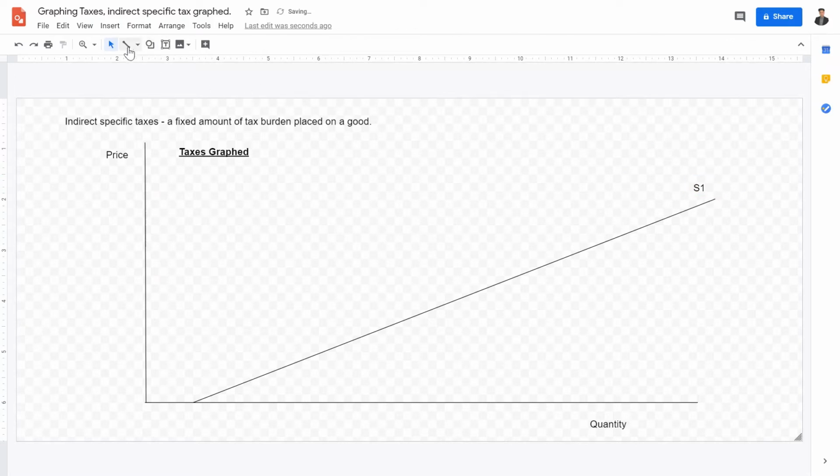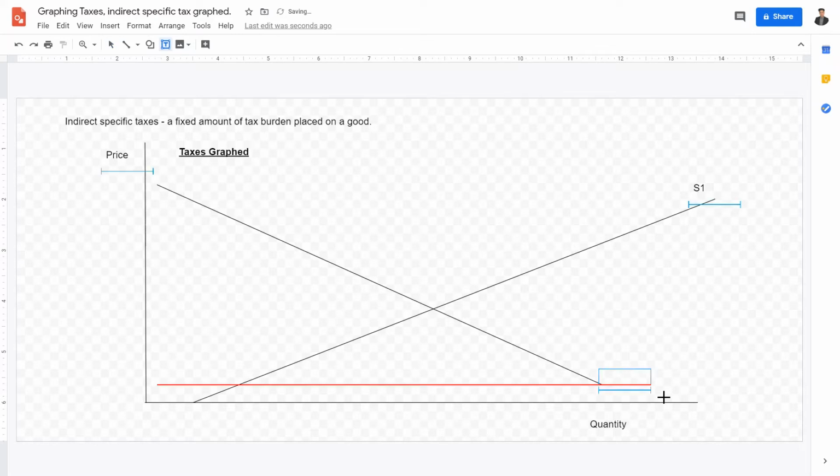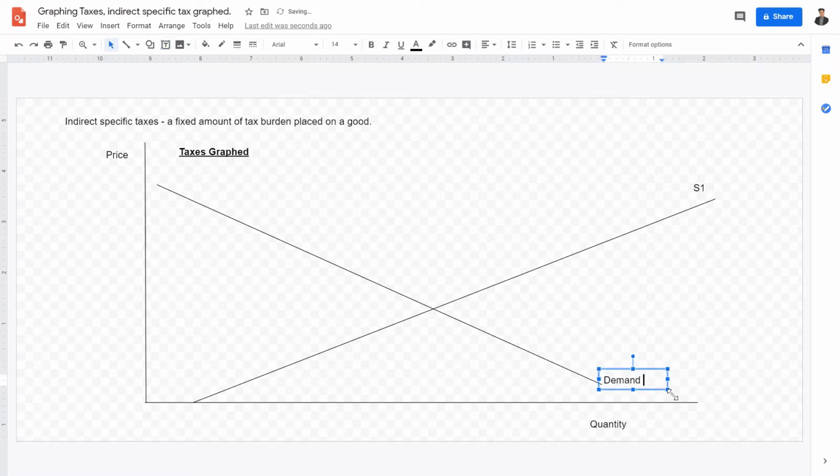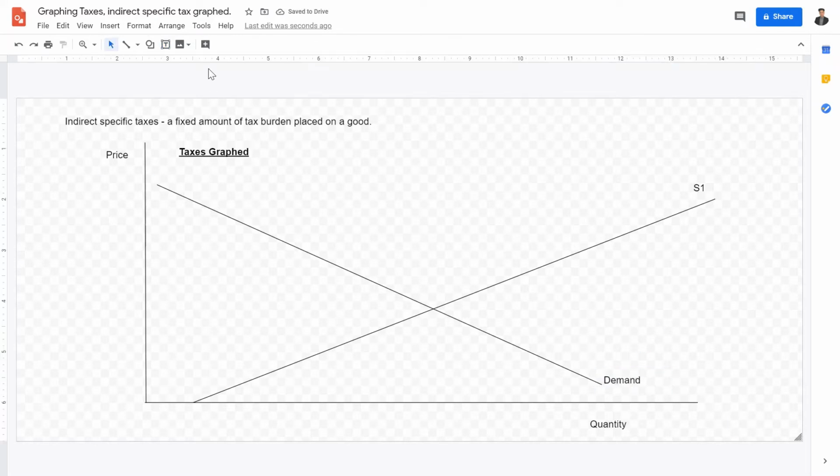And secondly, we have to draw a demand curve. The demand curve slopes down because at higher prices, the quantity demanded for a good decreases. Okay, so this is our demand. All right. Now that we have these two, the next thing is for us to draw the tax or supply curve after the tax.